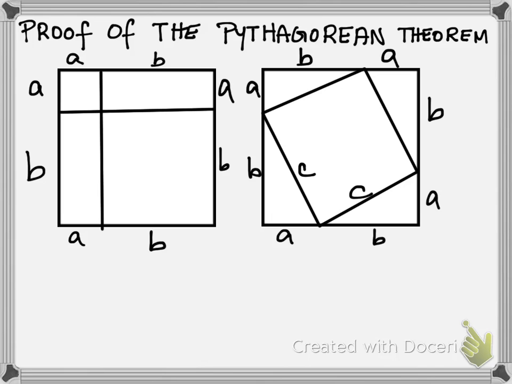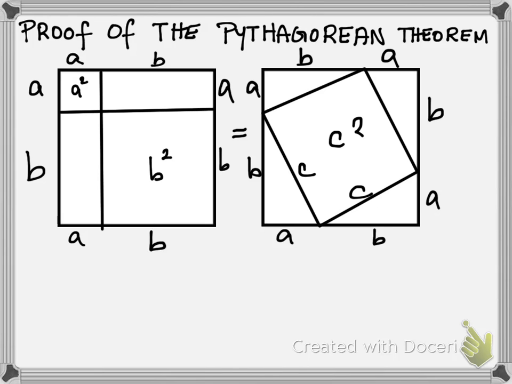with side c, which means that the area of the little square inside is c squared, and the areas of the little squares on the left, a by a and b by b, are a squared and b squared as such.